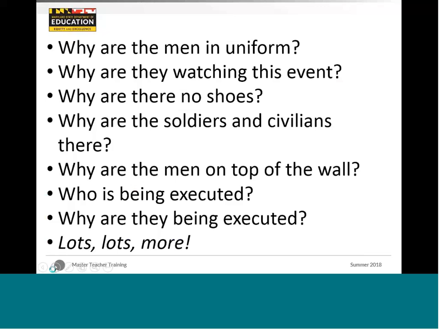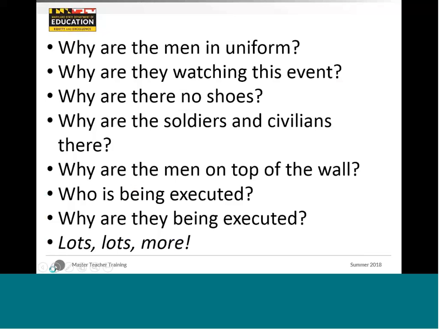Here are some examples that I've heard. Why are the men in uniform? Why are they watching this event? Why are there no shoes? Why are there soldiers and civilians there? Who are the men on the top of the wall? And who's being executed? And why are they being executed? And the list can go on and on.